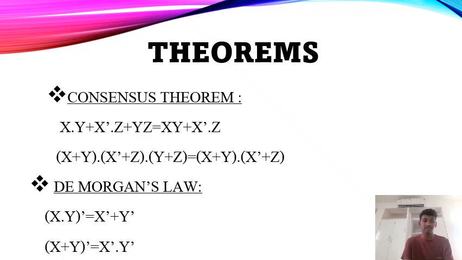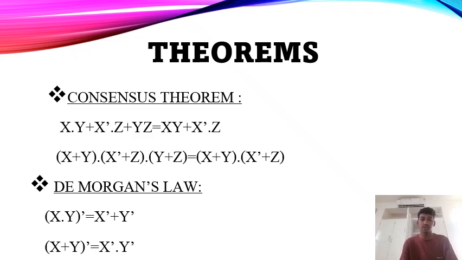And for the same, instead of plus we are representing here into, meaning here we are using the OR gate, here we are using the AND gate. (x plus y) into (x bar plus z) into (y plus z) is equal to (x plus y) into (x bar plus z). These are called the consensus theorem.